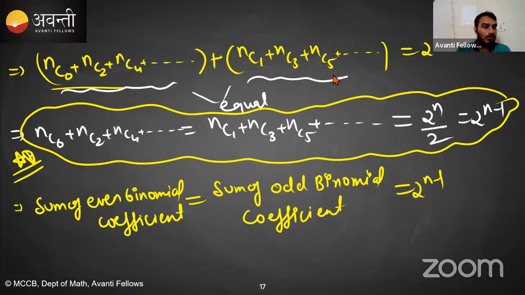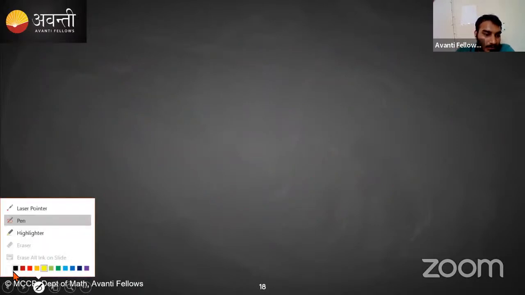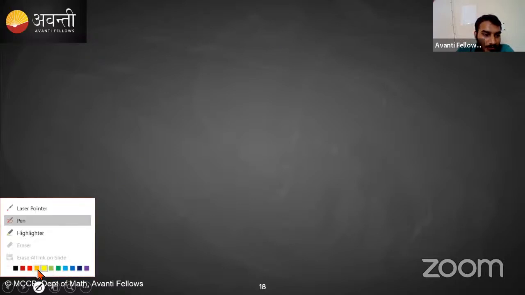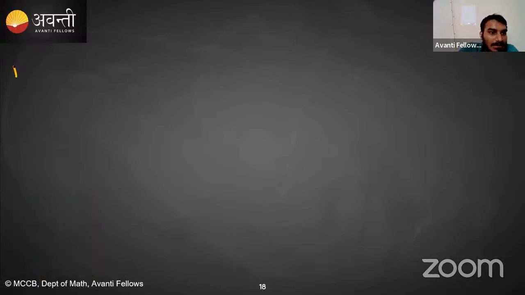So sum of the even binomial coefficients is equal to sum of the odd binomial coefficients, which is equal to 2 raised to the power n minus 1. And sum of the binomial coefficients is 2 raised to the power n. See how many properties we can derive just by using the expansion of 1 minus x and 1 plus x raised to the power n. Is that clear? So let me quickly recap for all of you.